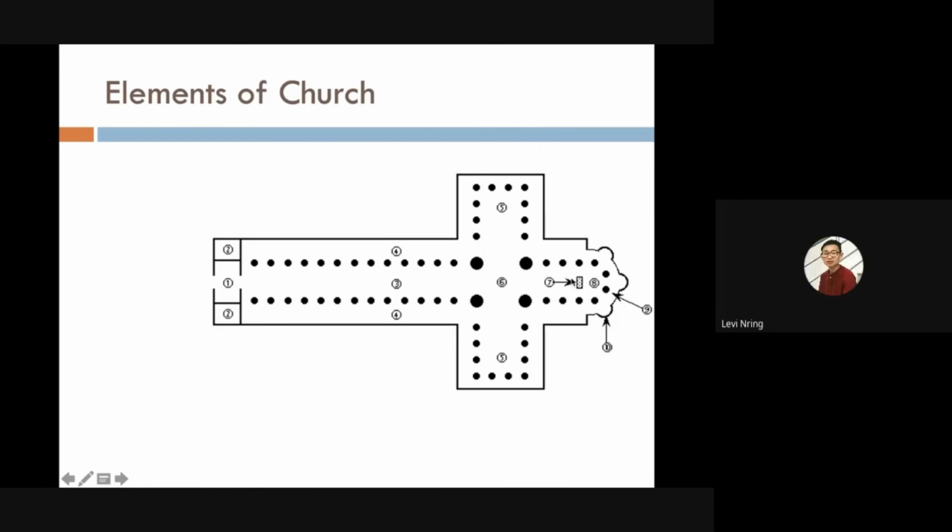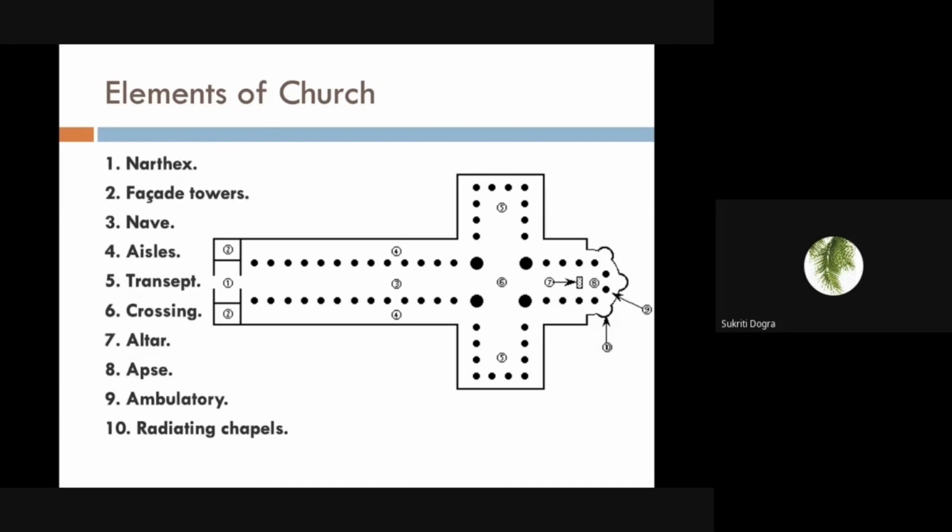Number seven? Choir. Yes, this portion is choir. The arrow is marked over the altar. Number nine is the ambulatory path. And number 10? Radiating chapels. Yes. Number 8 is apse, sorry. Number 9 is the ambulatory path.